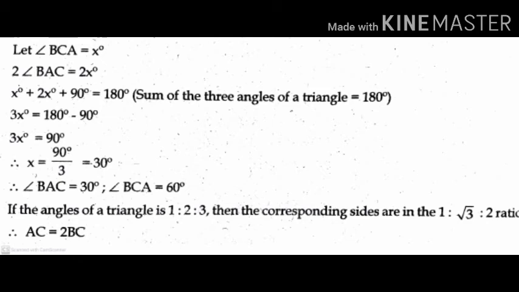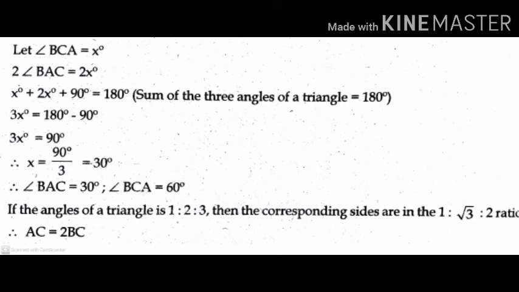Therefore, x degrees plus 2x degrees plus 90 degrees is equal to 180 degrees, since the angle sum property. Add like terms on the left side of the equation: x plus 2x is 3x, plus 90 degrees is equal to 180 degrees. Move 90 degrees to the right side as minus 90 degrees. After subtraction we get 90 degrees. 3x is equal to 90 degrees. Therefore, x is equal to 90 degrees divided by 3. Cancelling with the 3 table, we get 30 degrees. Therefore, x, which means angle BAC, is equal to 30 degrees. Angle BCA is equal to 2 times x, that is 2 times 30, which is 60 degrees.